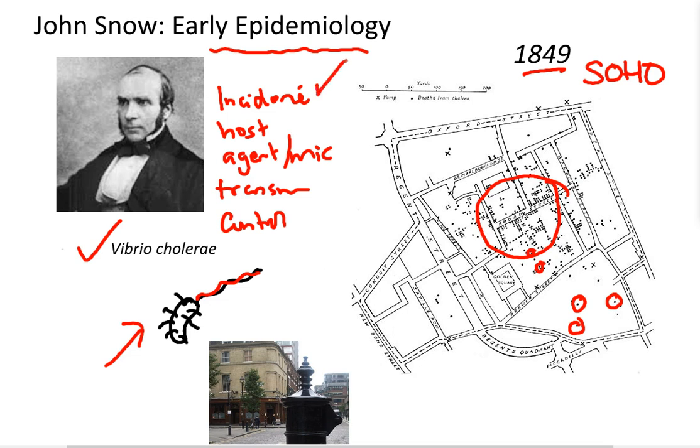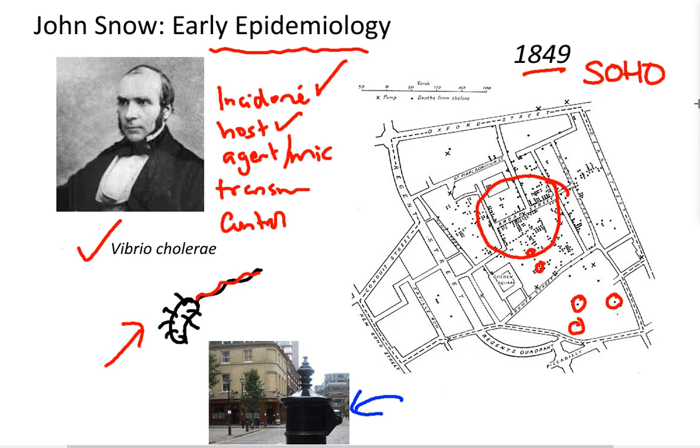Snow noticed that the people who had the disease, the hosts of the disease, were people who were living in close proximity to wells. So we have a well here. In those days, people would draw their water from these wells. There was no water going into your house, so you had to go to a well to get water.